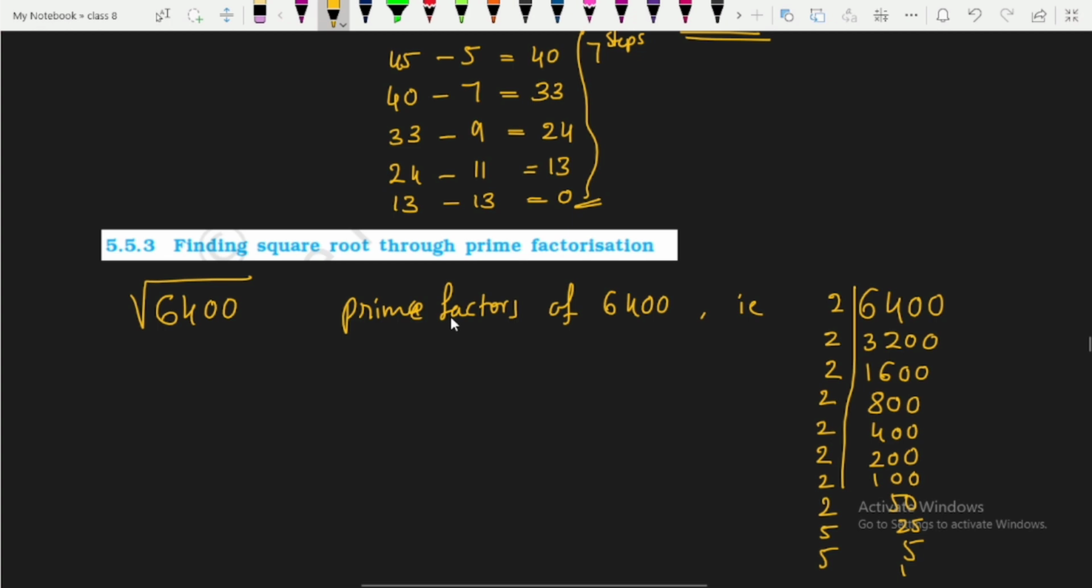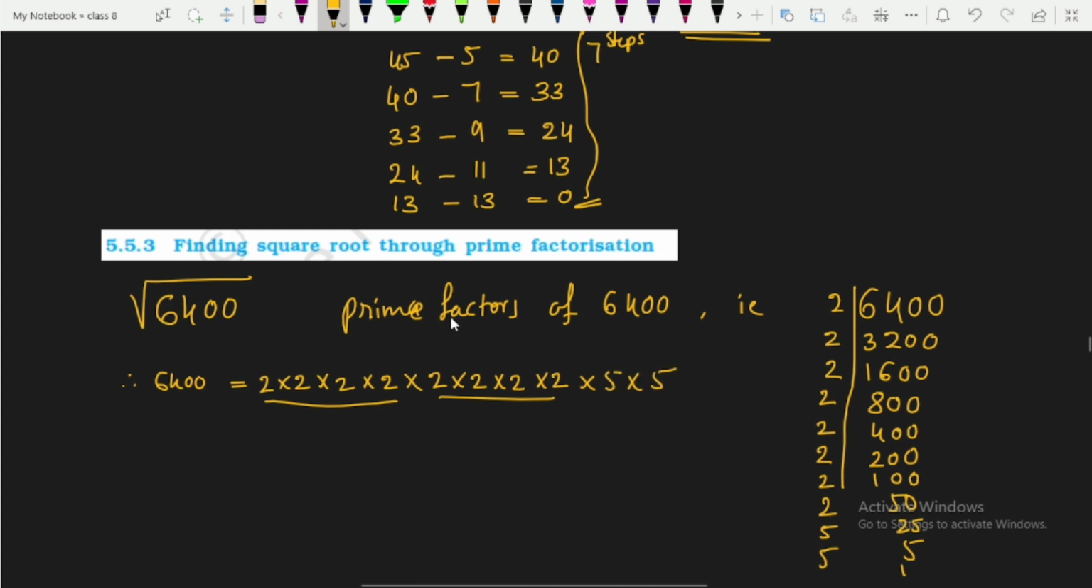Yes, so the factors of 6400 are 2 into 2 into 2 into 2 into... how many 2s are there? 1, 2, 3, 4, 5, 6, 7, 8. 8 are there, right? So eight 2s. Okay, so again 5 into 5.